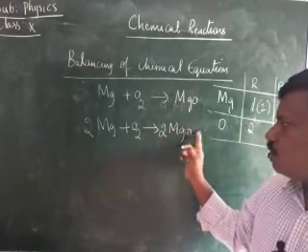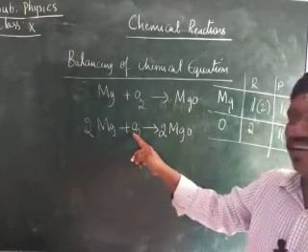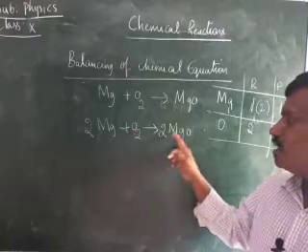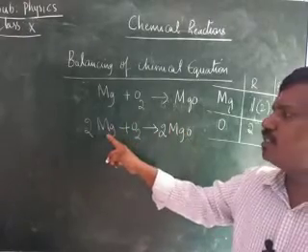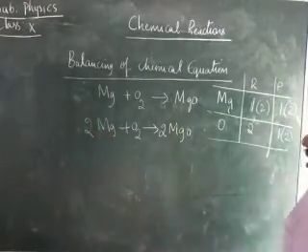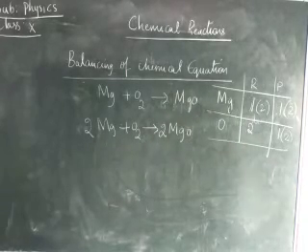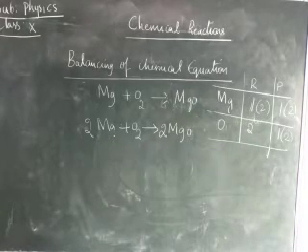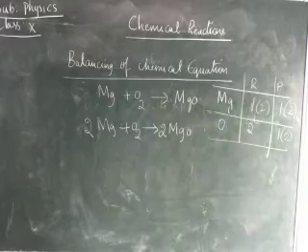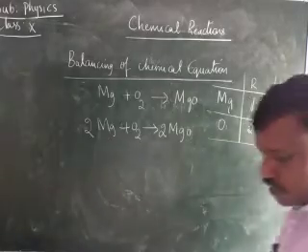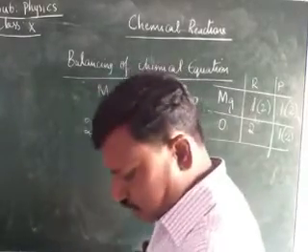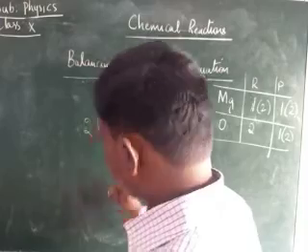Here already O2 is here and O2 is here. Again we are checking. Here 2 Mg is there, but here only 1 Mg is there. Therefore I am keeping 2 there as a prefix. Therefore I am getting the balanced equation as 2 Mg plus O2 gives rise to 2 MgO. Okay children.